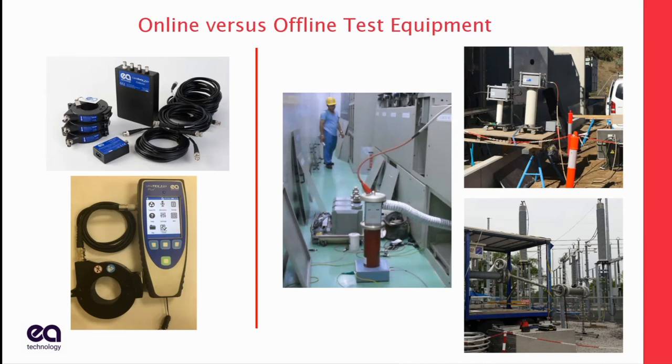On the left is online test equipment. It's small, it's handheld. We're not energizing something, so I don't need to create 33 kV. I'm on the ground, so I don't need to be insulated from the conductor. So you've got much smaller, easier to use equipment that is cheaper, safer, and faster.